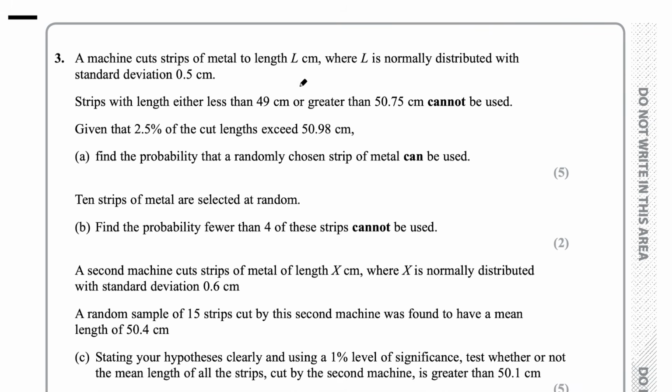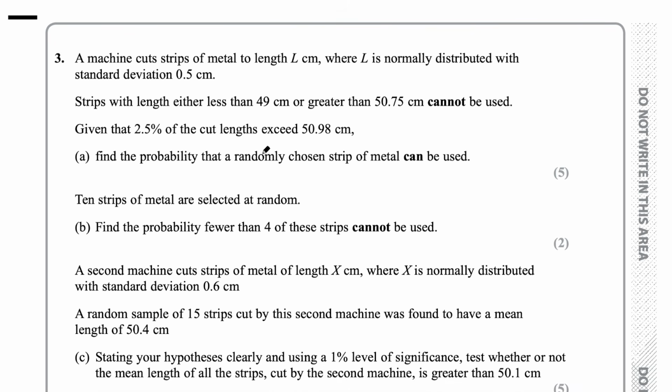Question 3 says a machine cuts strips of metal to length L centimeters, where L is normally distributed with standard deviation 0.5 centimeters. Strips with length either less than 49 centimeters or greater than 50.75 centimeters cannot be used. Given that 2.5% of the cut lengths exceed 50.98 centimeters, part A asks, find the probability that a randomly chosen strip of metal can be used.